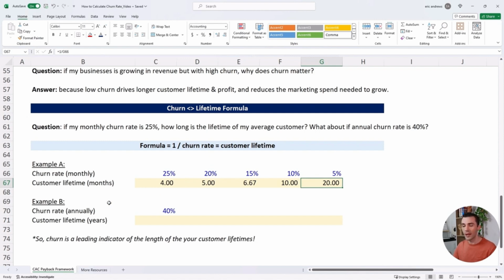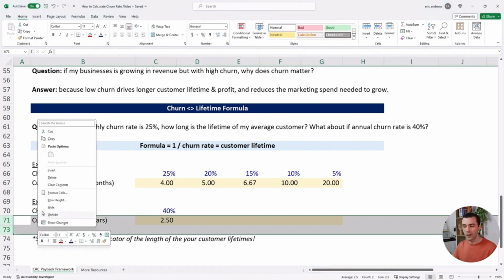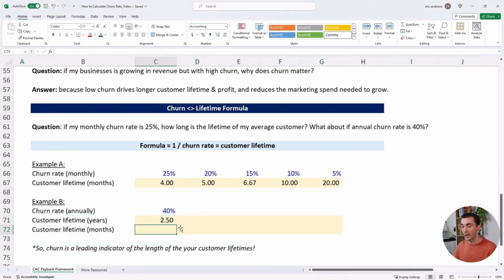So now let's look at annual. So annual is the exact same formula. So if you have a 40% annual churn rate, you just say 1 divided by 40%. So that's 2.5, but that's 2.5 years because it's an annual churn rate. So I like to convert this to monthly so we can have a comparison. So you just take 2.5 years, multiply it by 12 months, and that's a 30-month lifetime.